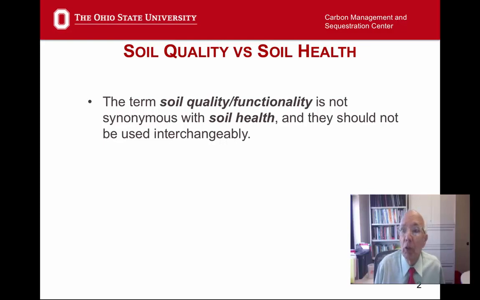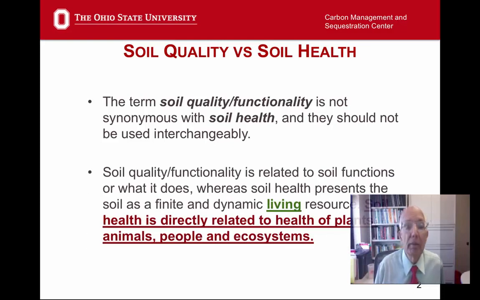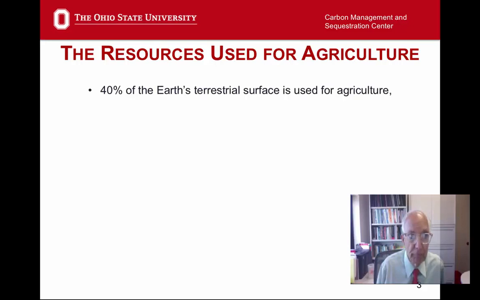For example, soil quality or functionality is related to soil functions, or what it does, whereas soil health presents the soil as a finite and dynamic living resource. Soil health is directly related to the health of plants, animals, people, and ecosystems. The resources used for agriculture are something that we need to consider very carefully.